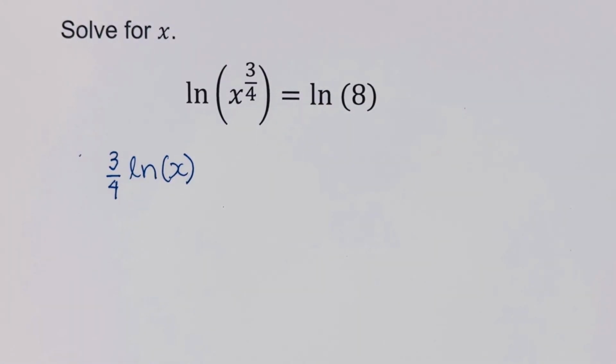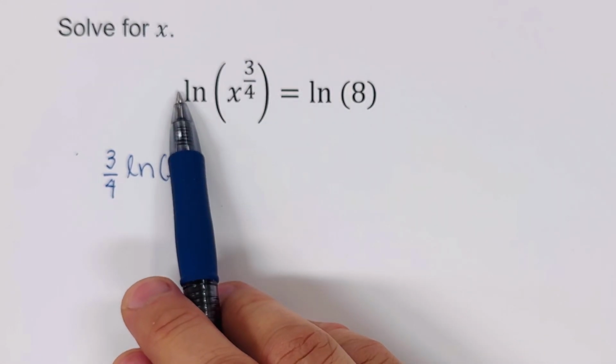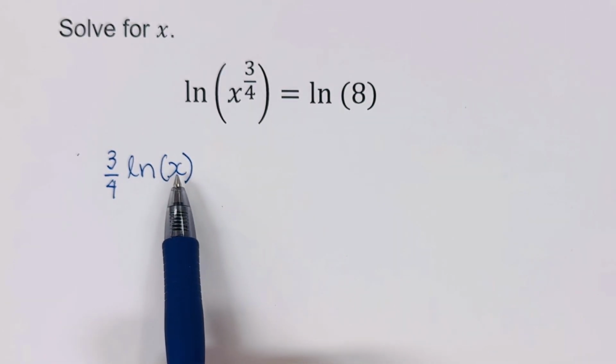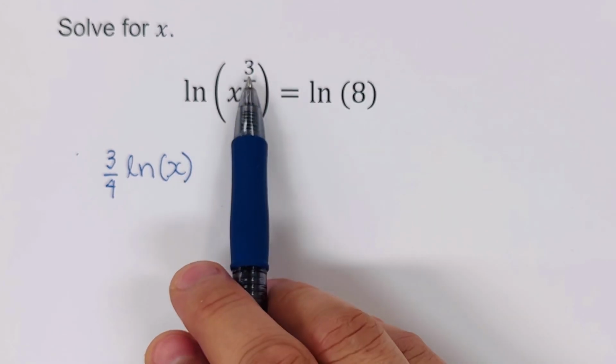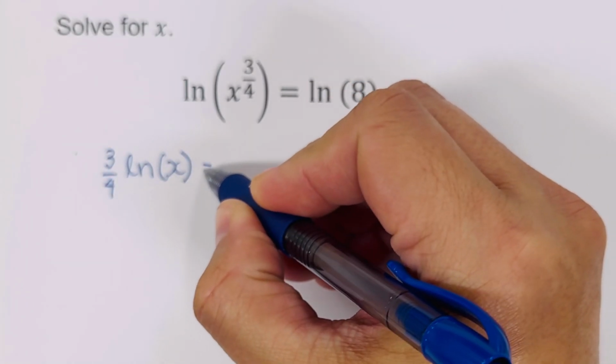So the power property of logarithm is a property where the exponent that we have right here is going to go as the coefficient, or in the front of the ln. So we have 3/4 ln of x. This is the power property of logarithm. And this is equal to ln of 8.